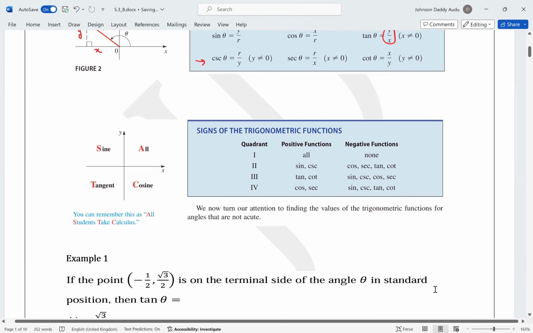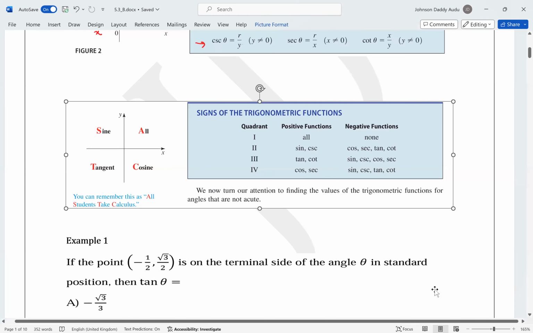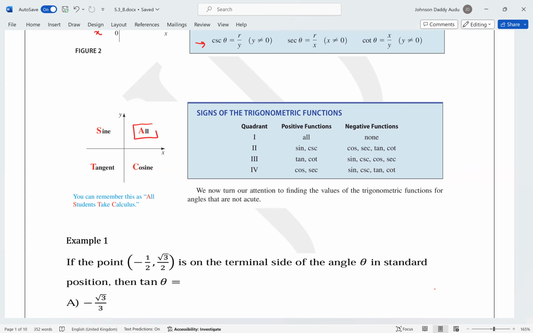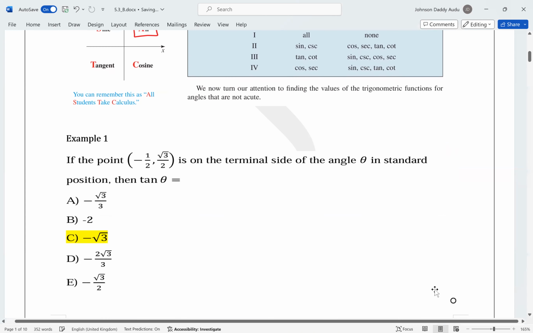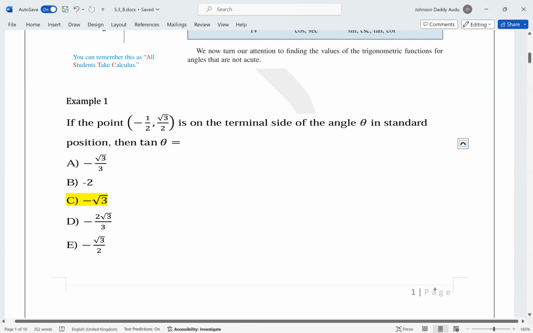So this is how to find these trigonometric ratios. Once you know the point, you'll know which quadrant it belongs to. In the first quadrant, all the trigonometric ratios are positive. In the second quadrant, only sine is positive. In the third quadrant, tangent is positive. And in the fourth quadrant, cosine is positive. We can recall this by using All Students Take Calculus. So let's delve into solving questions.